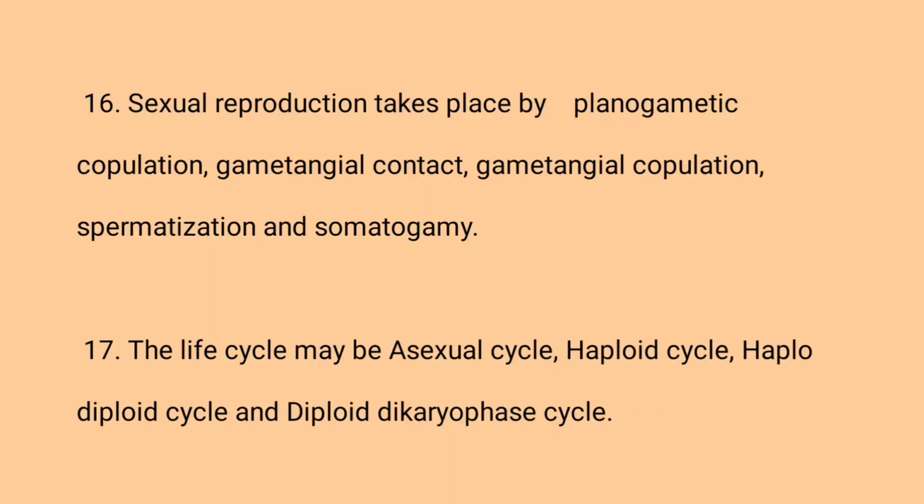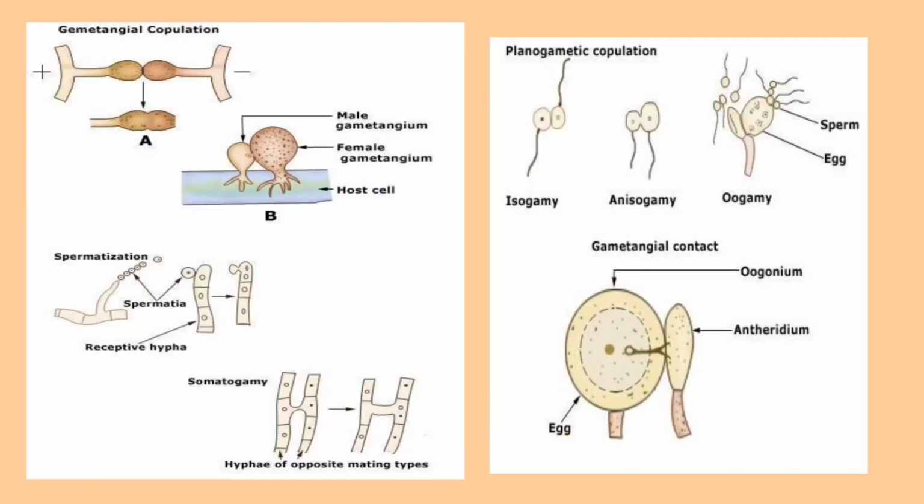And also the life cycle has a haploid cycle. It means only haploid cells are present in the whole cycle. Then the haploid-diploid cycle means both haploid and diploid cells are present in the cycle. And the dikaryon phase means two haploid cells fuse together and form a cell known as the dikaryon cell.